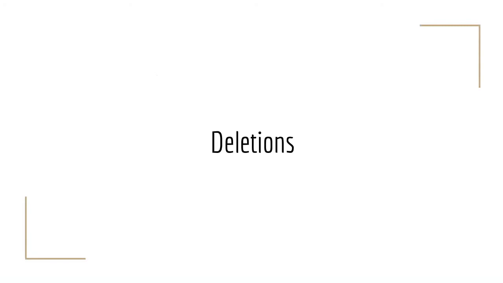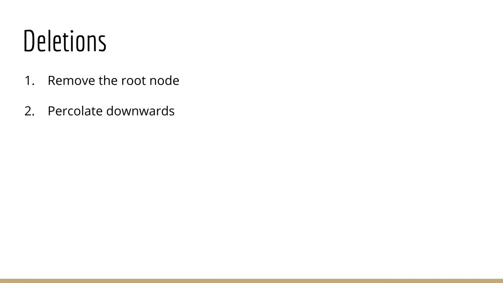Okay, so now let's look at how we delete from a heap. So similar to the insertion algorithm, the deletion algorithm for a heap also involves only two steps, give or take. First, we want to remove the root node by copying the last value in the heap into the root's position. Then, we want to percolate downwards by swapping the root node downwards until it is in the right place.